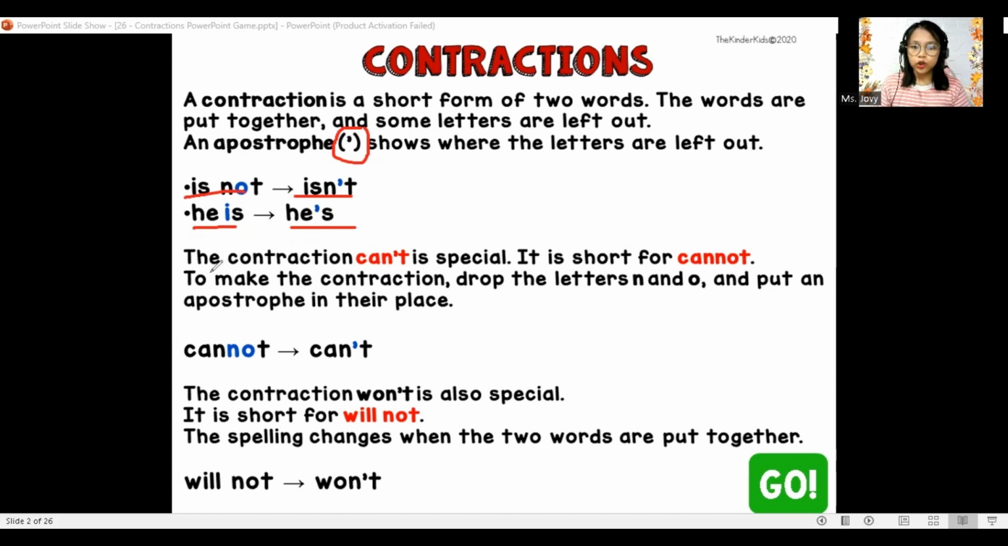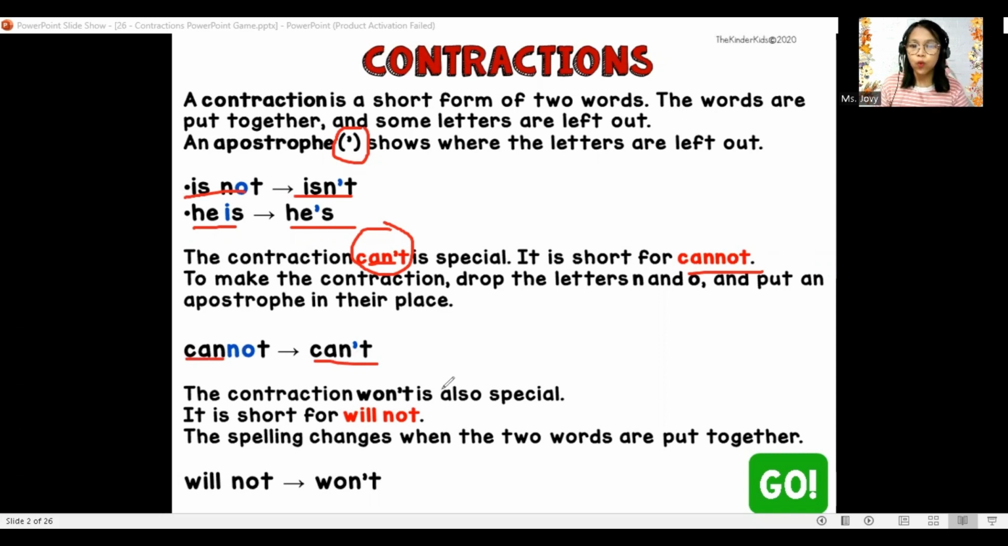Next, the contraction "can't" is special. Take note of it, because not all the time, but we have what is called an exception. So "can't" is special, so please bear it in your mind. It is short for "cannot." To make the contraction, drop the letters "n" and "o" and put an apostrophe in their place. So we have "cannot," "can't."